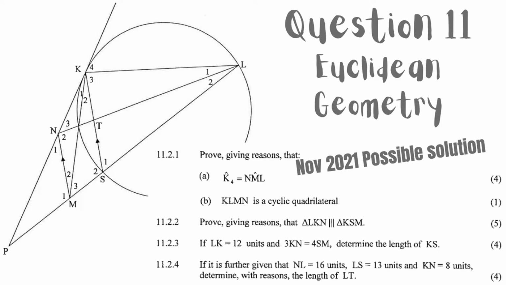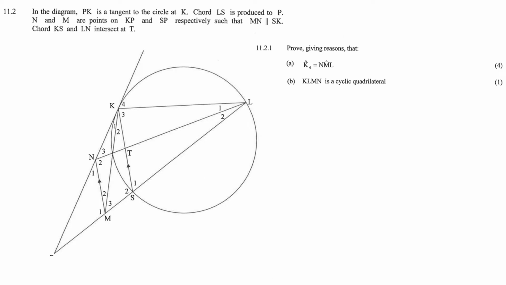Today we're going to continue with our November 2021 paper 2 revision, and today we're going to look at question 11, which is your Euclidean geometry. Question 11.2, we are given in the diagram PK, so we have P there. PK is a tangent to a circle at K, and chord LS is produced. P and M are the points on KP and SP respectively, such that MN is parallel to SK, and they've just represented using the symbol of parallel lines there in the diagram. We are given chord KS and LN intersect at T.